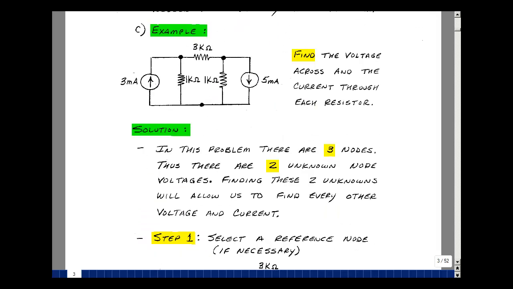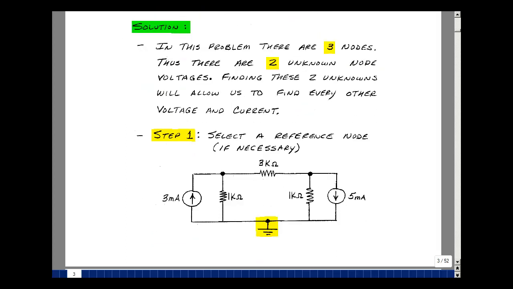In this problem, there are 3 nodes, here, here, and here, and thus there are 2 unknown node voltages. If I can find those node voltages, I can solve for any voltage or current. I'm going to do this in a 5-step algorithm. The first step is to select the reference node if you need to. In this problem, 1 wasn't indicated, so I'm going to pick the one on the bottom, use the ground symbol, and what this means is that there's 0 volts here.